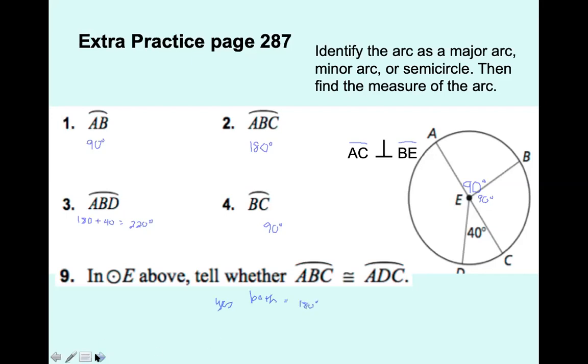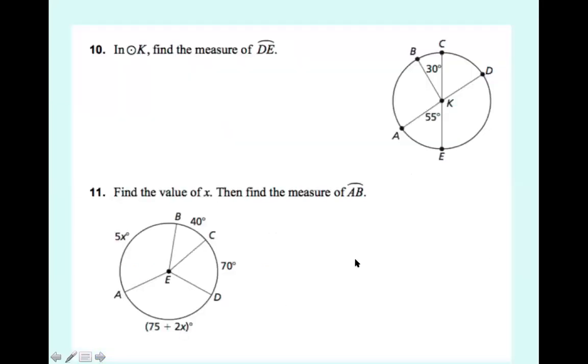All right, let's go ahead and look at the next page. This time it says in circle K, find the measure of arc DE. And sorry, my video thing here is in the way. Let's see if I can move it. There we go. Find the measure of arc DE, this arc right here. All right, so if we look, CE is a diameter.